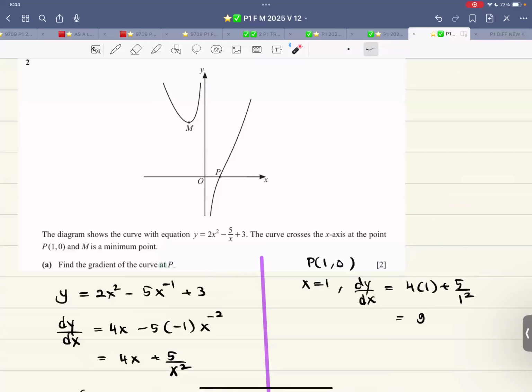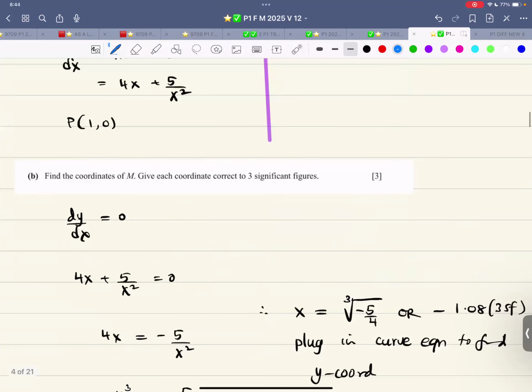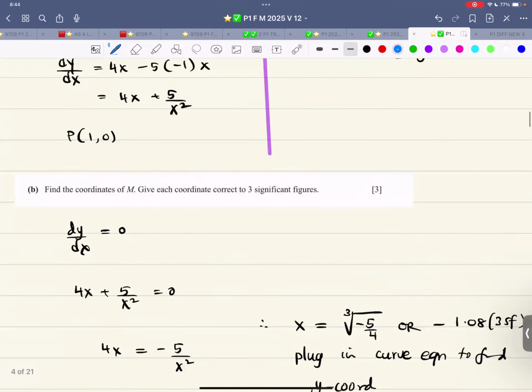Question number 2, just read the question first. The question says the diagram shows a curve with equation such and such. The curve crosses the x-axis at point 1, 0. So let me highlight it. This is the point P(1, 0). And there is another point which is M, which is a minimum point. So there are 2 points over here. First thing, find the gradient of the curve at P. Second thing, find the coordinates of M. Give each coordinate correct to 3 significant figures.